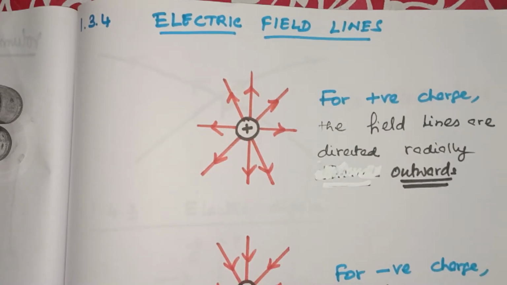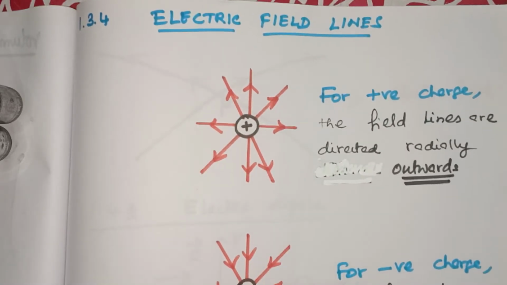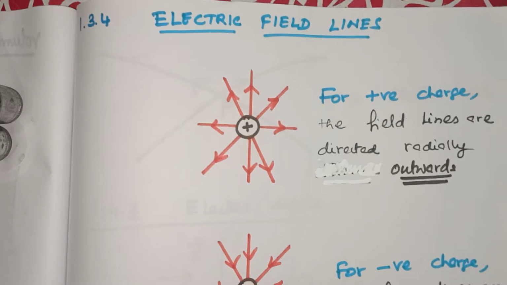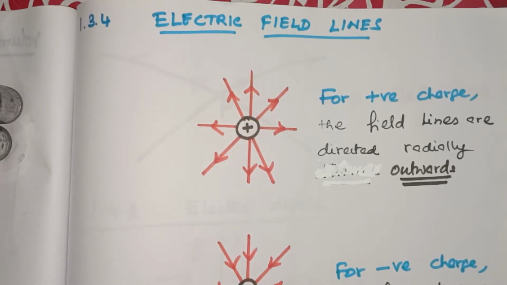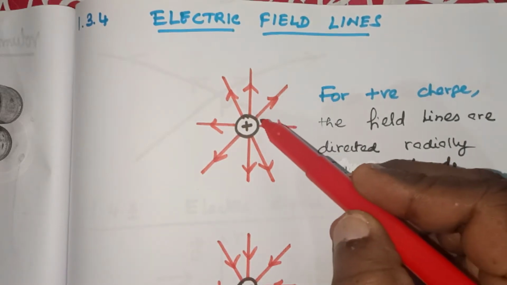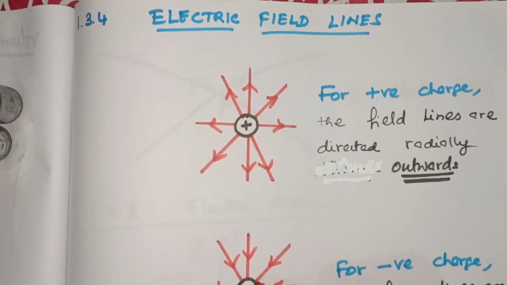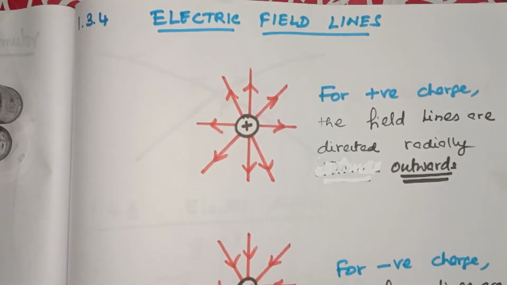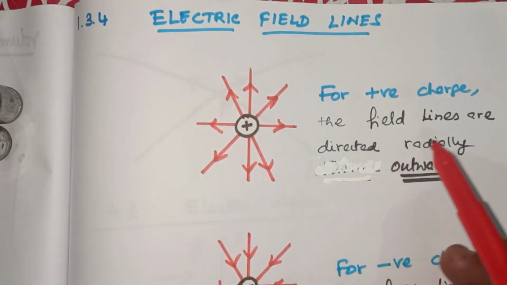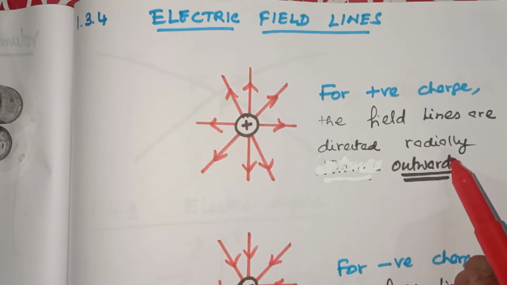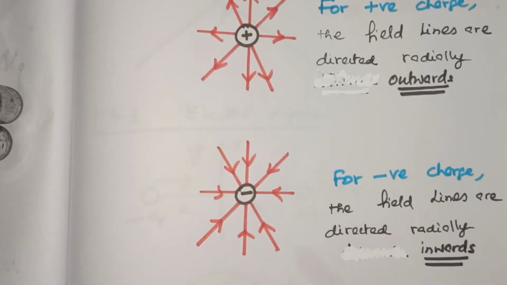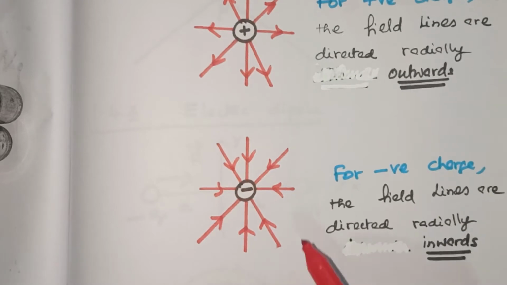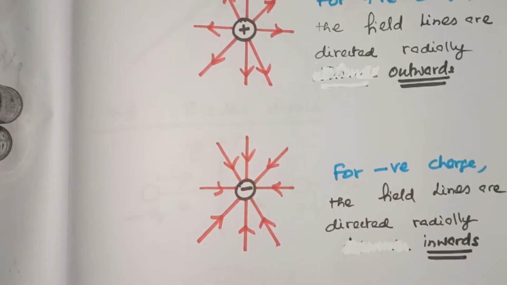Good morning, students. Now we are going to see electric field lines. The electric field lines start from a positive charge and end at a negative charge or at infinity. For a positive charge, the field lines are directed radially outwards. For a negative charge, the field lines are directed radially inwards.